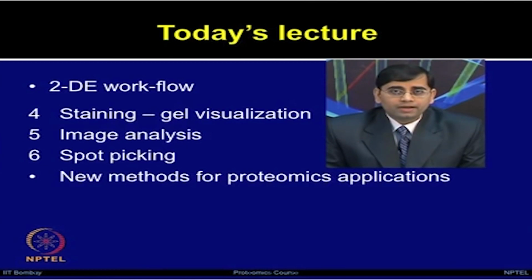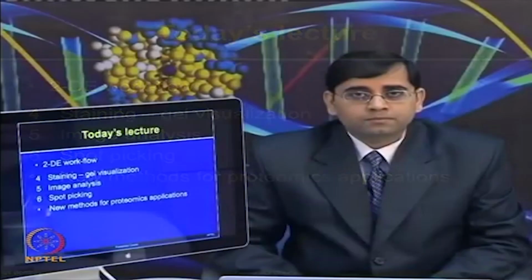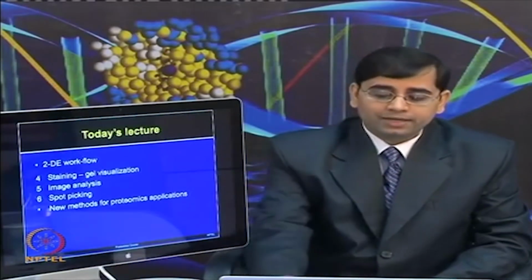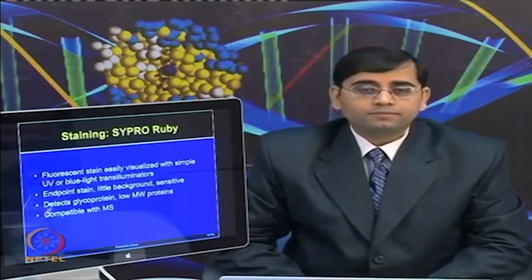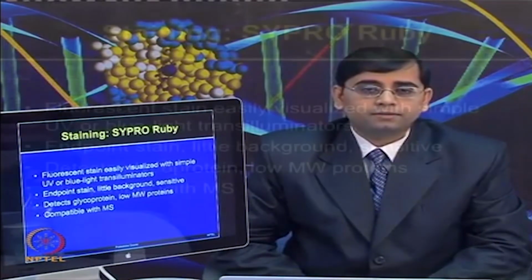Now, if you want to look at post translational modification, a few stains such as Pro-Q Diamond can be used, but if you want to look at the overall protein pattern, then you can do dual staining with SYPRO Ruby or some other stain. So, let us continue today's lecture on different types of staining methods being used. So, let us first start with SYPRO Ruby staining.